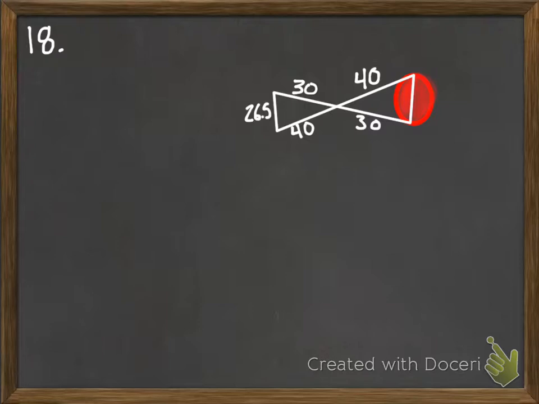Alright, number 18 is kind of a real life problem where you have this hole in the ground. You probably don't want to measure across the hole in the ground or you will fall into the hole. So some scientists decide to do this crisscross pattern where they measure back 40 feet plus another 40 feet, and then they start at the other end and measure back 30 feet and another 30 feet.